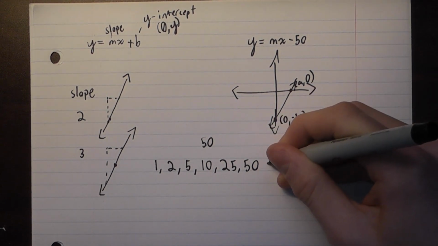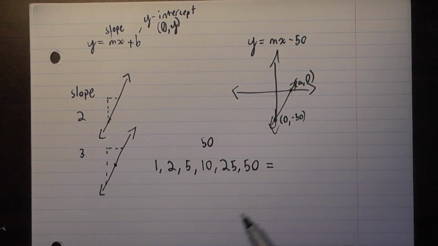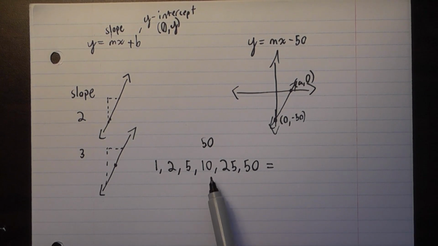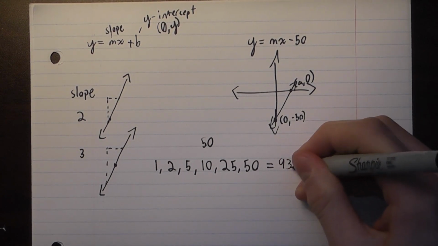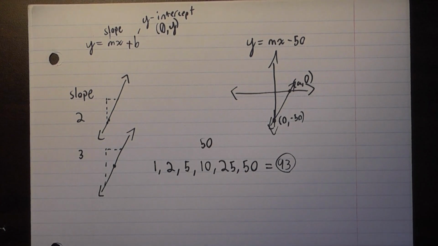So now the question wants us to add them all up. So 1 plus 2 is 3, plus 5 is 8, plus 10 is 18, plus 25 is 43, plus 50 is 93. And that is our answer.